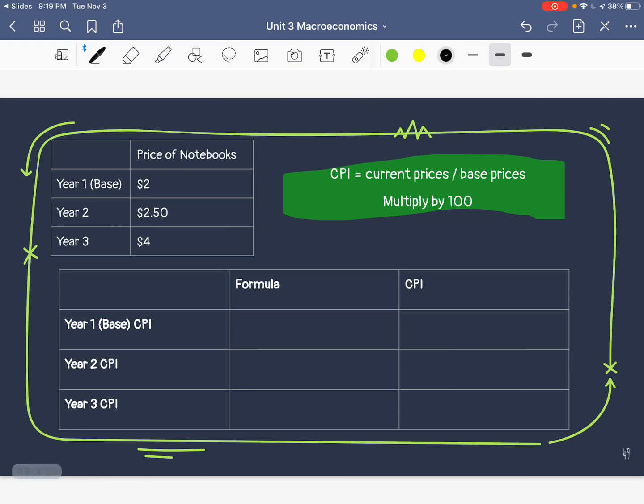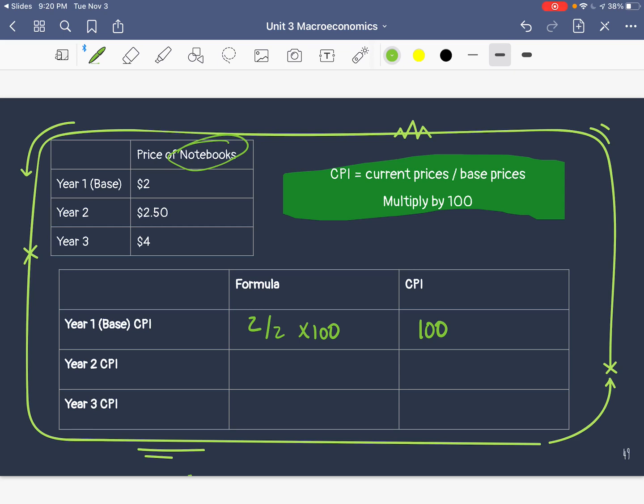Let's do it. Here we go. Can you see the green when I write in green? Yes, perfect. So now we're looking at notebooks, school supplies. The first year, notebooks cost $2, then $2.50, and then in the last year, they've gone up to a $4 notebook. So let's do the CPI for the base year. And the CPI for the base year should always end up being 100. That's how we know we get it right. So current price is $2 divided by base price, which year 1 is the base, $2, times 100. So 2 divided by 2 is 1, times 100 is 100. And that's our CPI.